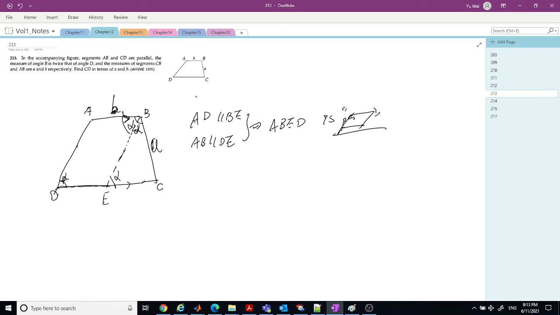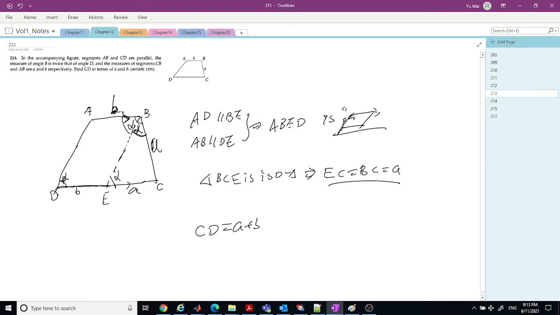Okay. Then we want to find CD, right? So you can see this is alpha and this is alpha, right? So triangle BCE is an isosceles triangle. That means EC equals BC equals A, right? So this is A, and this is a parallelogram, this is B, so CD equals A plus B.